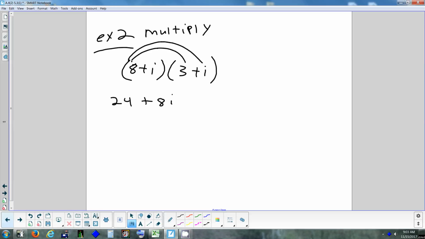5 and 3. Yep. And what does that give me? 3i. Very good. And Connor, the last two? 2 i's. Yep. The i squared. Positive i squared or negative i squared? Positive. Positive, because it's a positive times a positive, which is a positive.